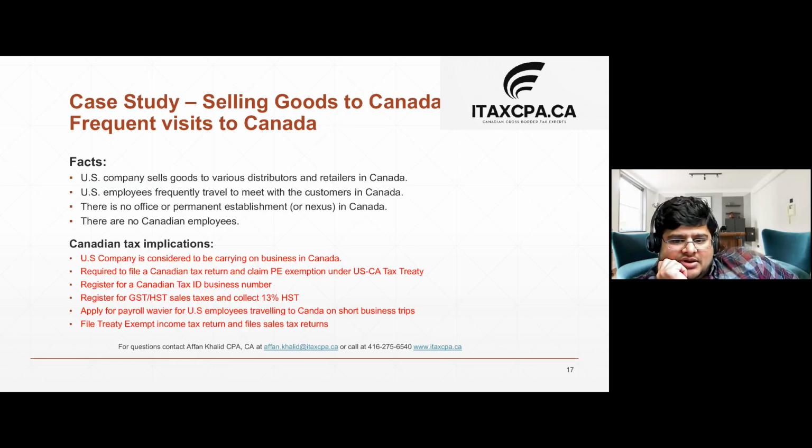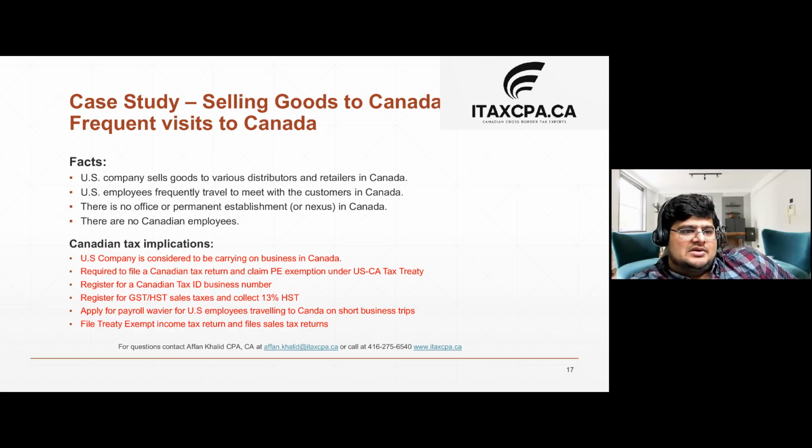Okay, here is an interesting example. So it's a case study. It's a US company selling goods to Canada with frequent visits to Canada. So the employees are frequently visiting Canada, and that's the trigger point, which is why I have that in the heading. So let's look at the facts.